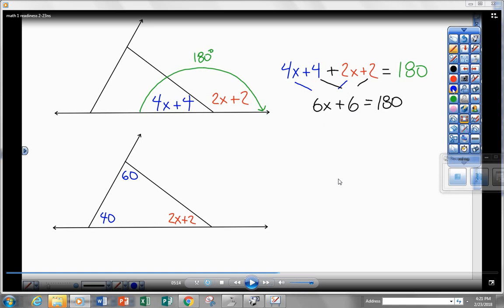It becomes just a two-step equation where I get rid of the number on the left and then I divide. So first step, start on the left, get rid of the plain number, minus 6 on both sides. Bring down the 6x. 180 minus 6 gives me 174, I believe, using my calculator. Divide both sides by 6.